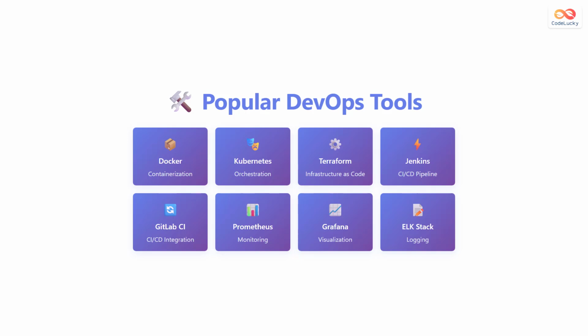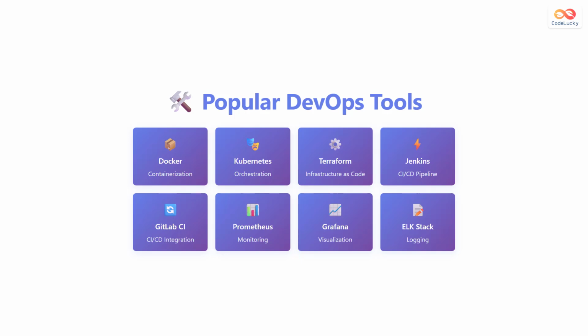The DevOps ecosystem includes many tools that work together. Docker enables containerization, allowing applications to run consistently across environments. Kubernetes provides orchestration for managing containers at scale. Terraform enables infrastructure as code, allowing infrastructure to be defined, versioned, and managed like application code.